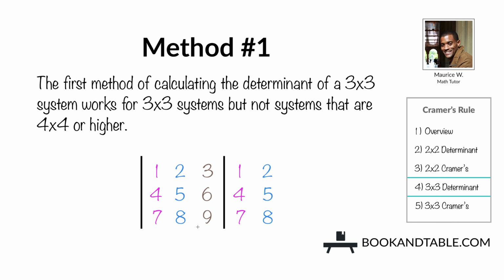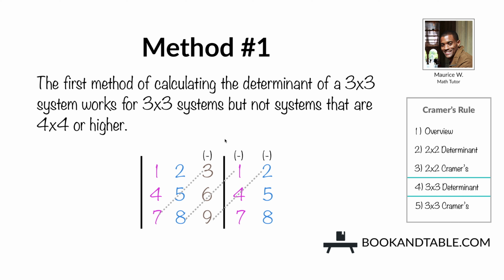A quick reminder, the first method of calculating the determinant of a 3x3 system works for 3x3 systems, but not systems that are 4x4 or higher. So the method we just saw, we start with a 3x3, and then we rewrite columns 1 and 2 to the right of it. And from here, we multiply the numbers going down to the right and add those products. And then we multiply the numbers going up to the right and subtract those products. And this is the process we use for Cramer's rule for the first method to find the determinant.